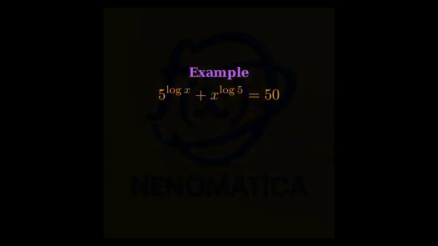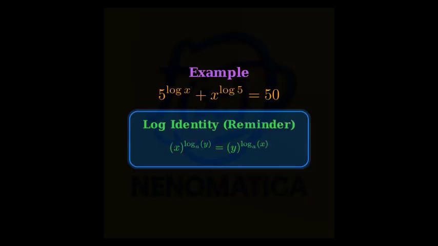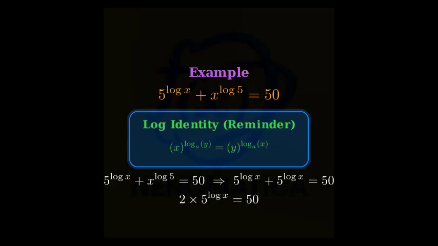We start with the equation 5 to the log x plus x to the log 5 equals 50. Reminder of the key identity: x raised to log base of y equals y raised to log base of x. We apply it to rewrite x to the log 5 as 5 to the log x. This gives 5 to the log x plus 5 to the log x equals 50. Combine like terms. 2 times 5 to the log x equals 50. Divide by 2. 5 to the log x equals 25.